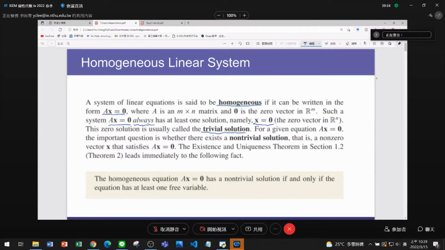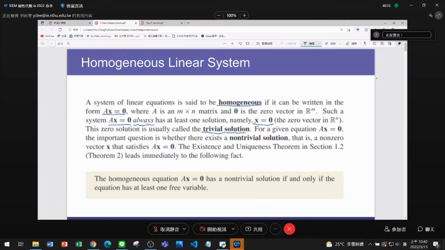And for a given equation Ax equals 0, this homogeneous system, the important question we ask is whether there exists other solution than x equals 0, which is a non-trivial solution. So if there's a non-trivial solution, it means that there exists not a unique solution for such a homogeneous linear system. So we are talking about the same thing, but by introducing a different concept, which is the homogeneous system, the exactly same sentence is restated in a different way.